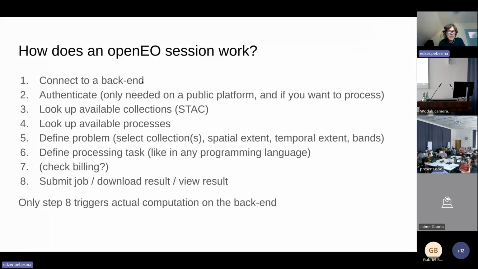So a session typically works by connecting to a backend, and the backend may have different capabilities, right? It may not have all processes available. Then you may have to authenticate, if you are connecting to a public platform and want to compute there, you need to be billed for that. You look up the available collections and the available processes. These lookups are all free. Then you define a problem: you select collections, you typically define spatial extent, temporal extent, and bands. So what's the data you're going to work on? And then you define the processes on those selected imagery. And maybe you have an opportunity to check billing, what is it going to cost? And then you submit the job, download the results and view the results.